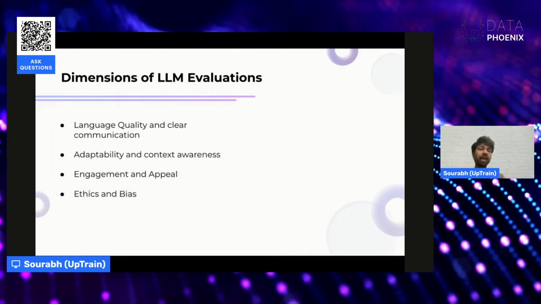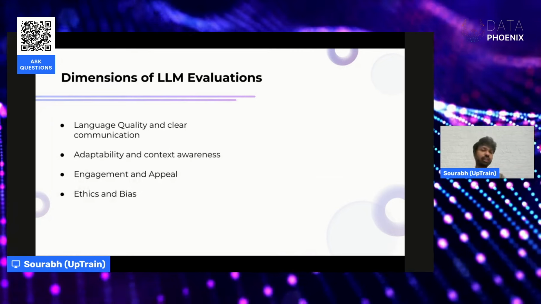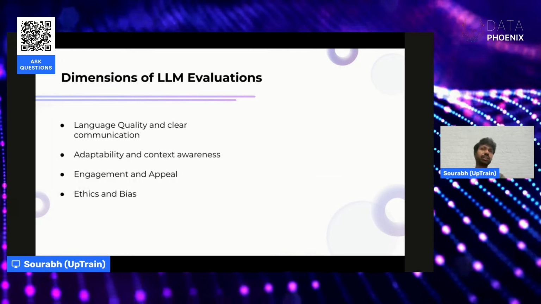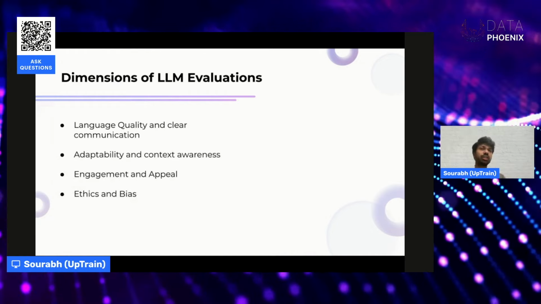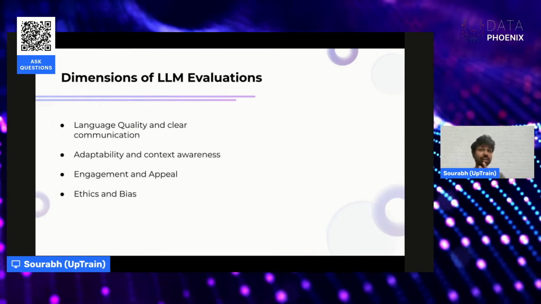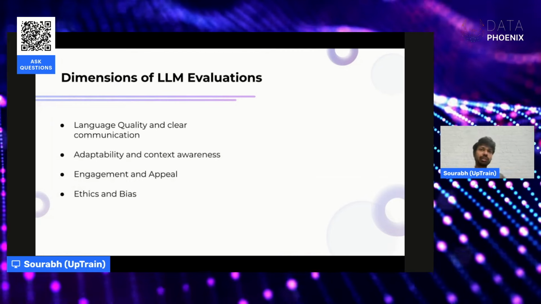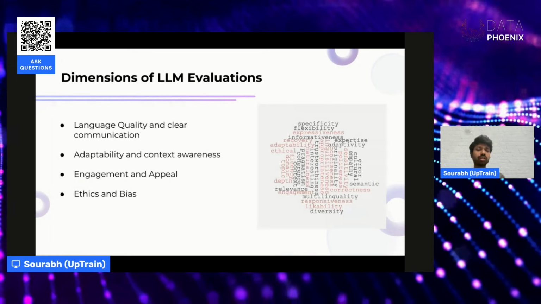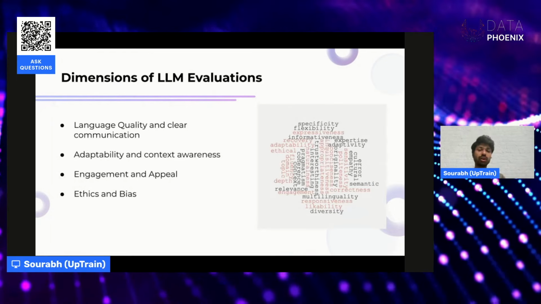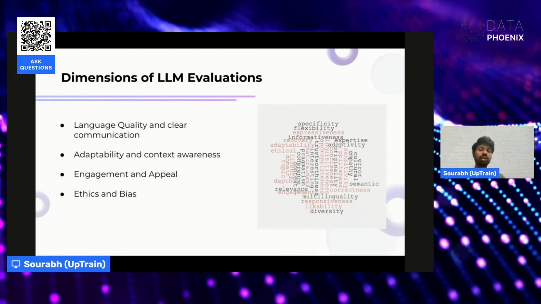Finally, ethics and biases. These represent whether my output is racially biased. Is it treating any community, any gender, or any religion unfairly? Does it contain any toxic words which should not be present in the response in the first place, and so on? So these are a broad category of these different dimensions.